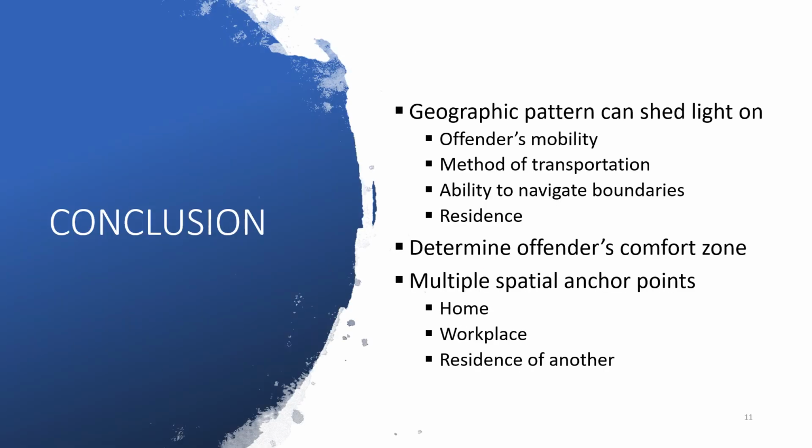In conclusion, geographic profiling can lead to a pattern to shed light on the offender's mobility, methods of transportation, the ability to navigate boundaries, and the residence. We can also use it to help determine an offender's comfort zone, or what's called a spatial anchor. Bear in mind, however, that the murderer may have multiple spatial anchor points, for example, the home, the workplace, and/or residence of another person, such as a significant other.